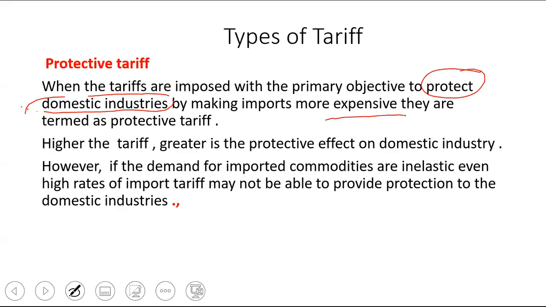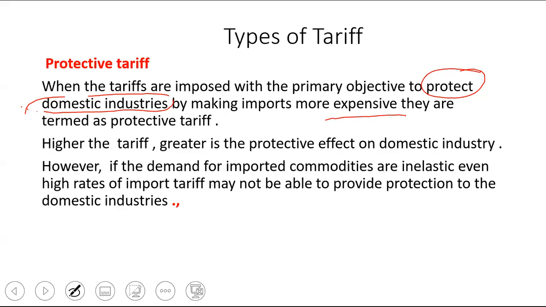Import duty ज़्यादा expensive होने पर क्या होगा? Import will become less. When import will become less, who is protected? Domestic industries are protected. So it is known as protective tariff. I am repeating, protective tariff is to protect the home industry, point number 1.